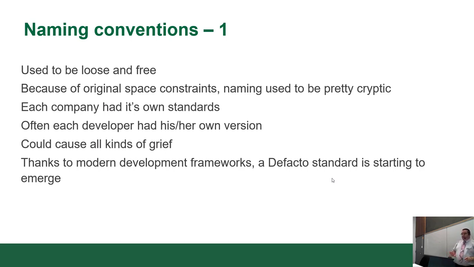It was bad. And because once upon a time, we didn't have a lot of room, naming things used to be really cryptic. You wouldn't have customer, it might just be cust, or even better, C. C. O for order. L for order lines. What does L stand for? I have no idea. Logo? I don't know. But things were really, really cryptic.